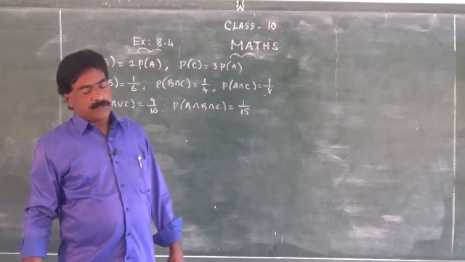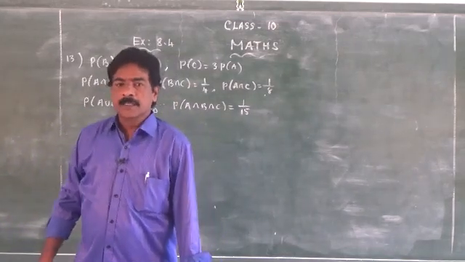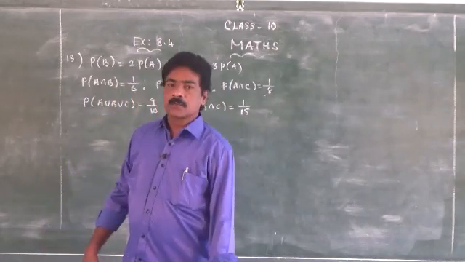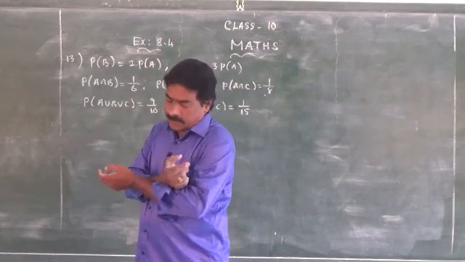So in the last class, we were dealing with probability. Up to 12 sums we finished. Now 2 more sums are there. We'll finish those 2 sums, then we'll go to the next chapter. Now the 2 sums, the 13th sum and 14.